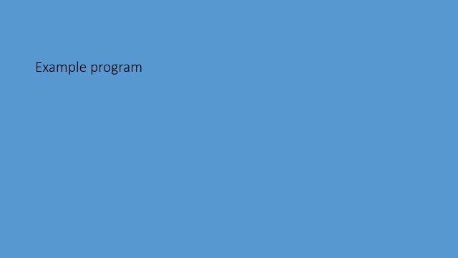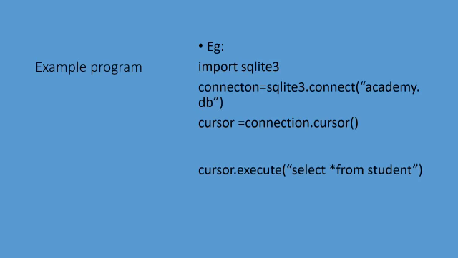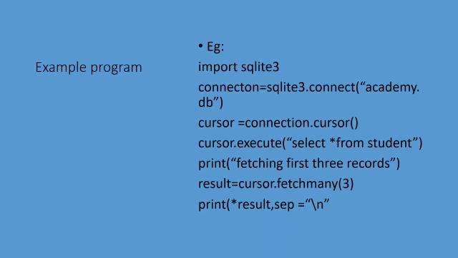Next, what example program is there, we can see now. Import sqlite3, connection equal to sqlite3.connect I have given academy.database, cursor equal to connection.cursor, cursor.execute select star from student. Then what I am going to print, fetching first 3 records. Next, result is equal to cursor.fetchmany of 3. What is the meaning? 3 records it will take. Next, print star result comma sep equal to new line character.